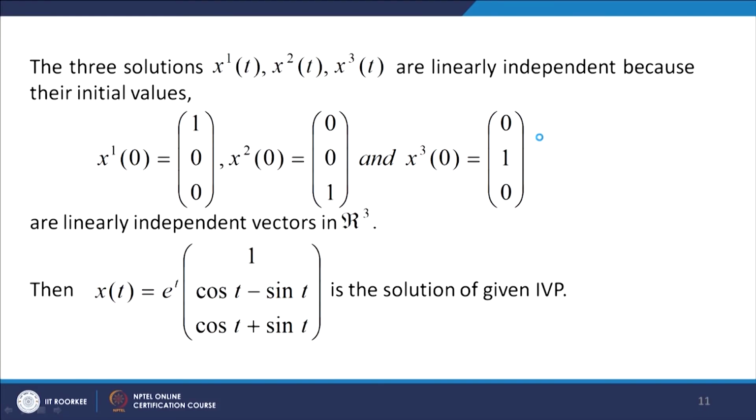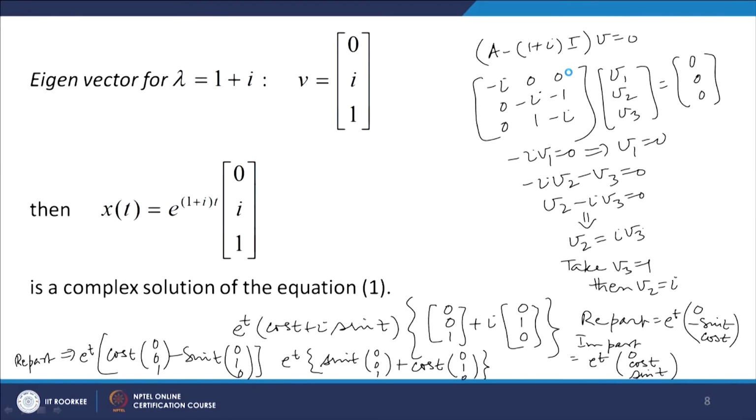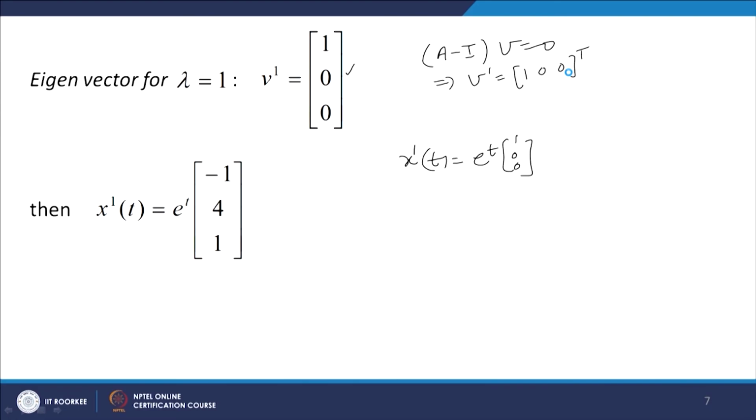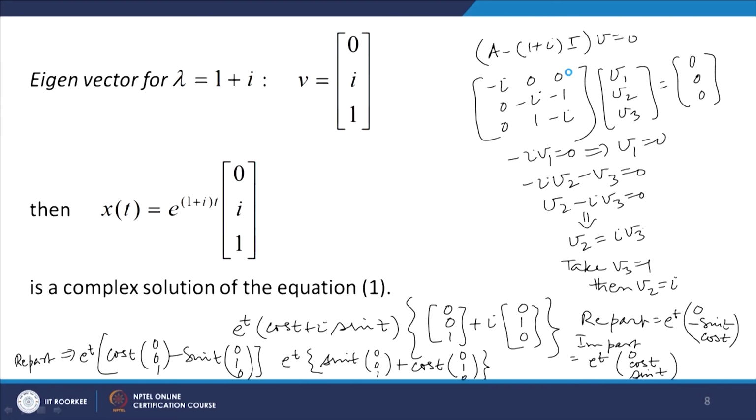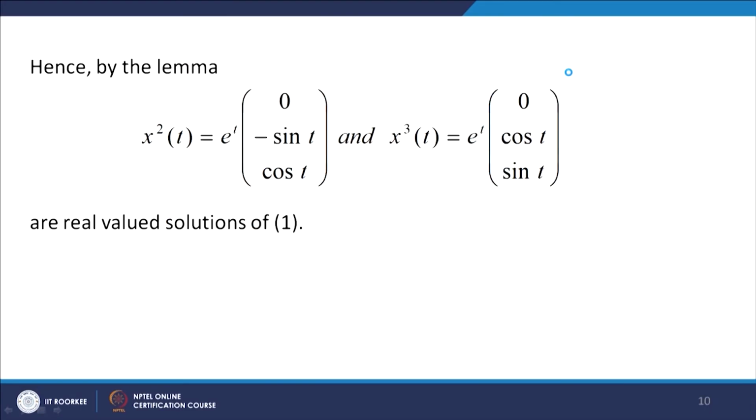The three solutions x1(t), x2(t), x3(t) are linearly independent because of their initial values. Let us calculate their values at t equal to 0. You can see here x1(t), when you put t equal to 0, gives you (1, 0, 0), and here when you put t equal to 0, what you get is (0, 0, 1), and here you get (0, 1, 0).